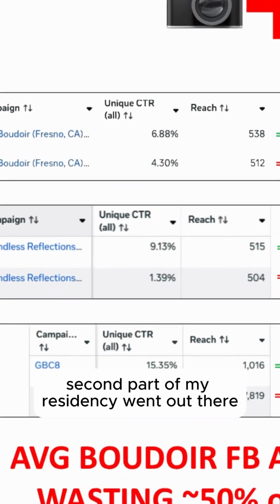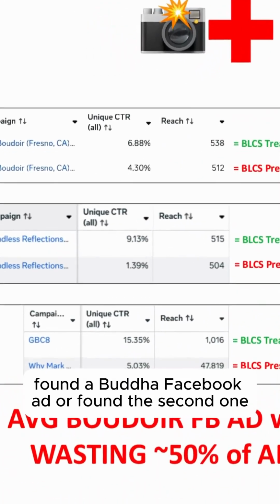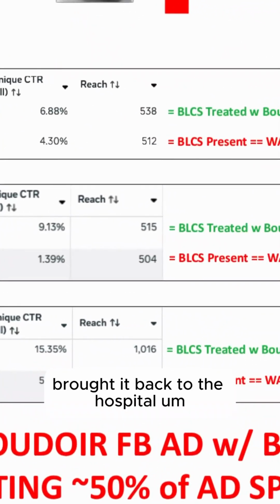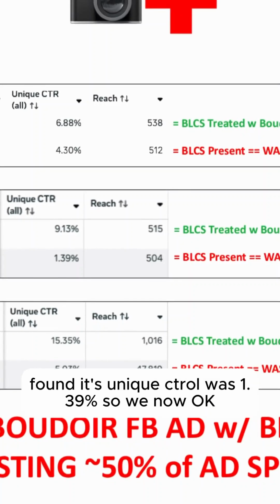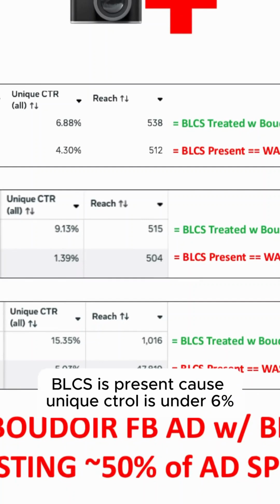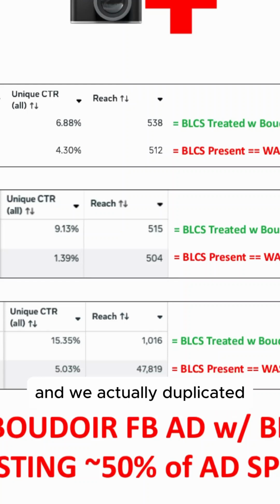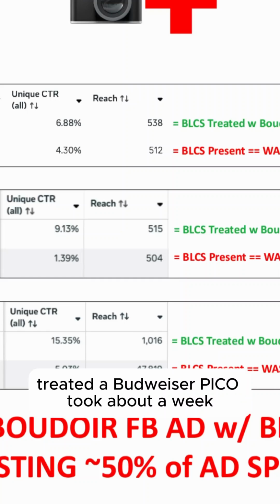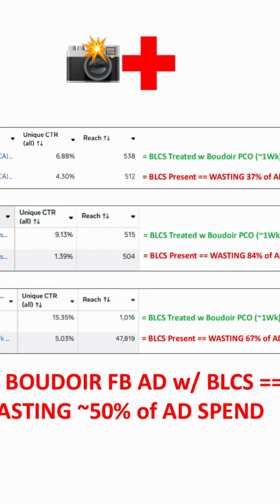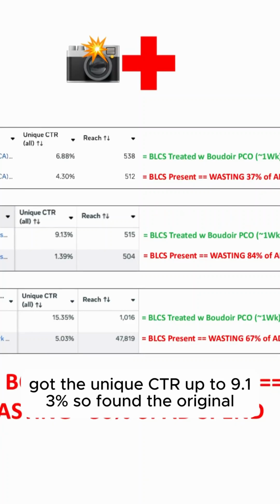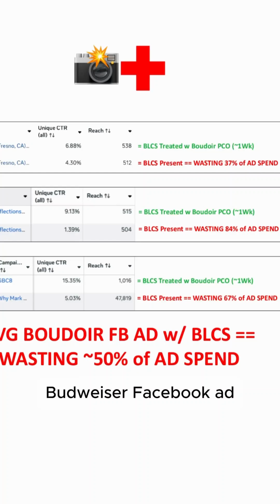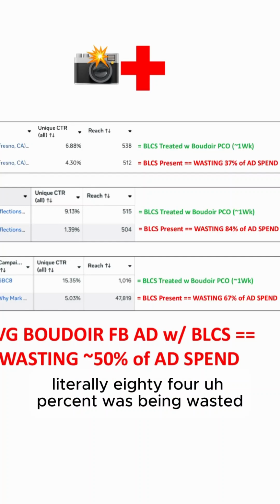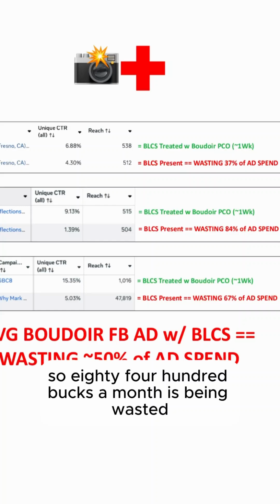Second part of my residency, I went out there, found a second Boudoir Facebook ad, brought it back to the hospital, tested it, and found its unique CTR was 1.39%. So we know BLCS is present because unique CTR is under 6%. We duplicated it, treated it with Boudoir Pico, it took about a week, and got the unique CTR up to 9.13%. So if they're spending 10 grand a month on the original Boudoir Facebook ad, literally 84 percent was being wasted. So 8,400 bucks a month is being wasted.